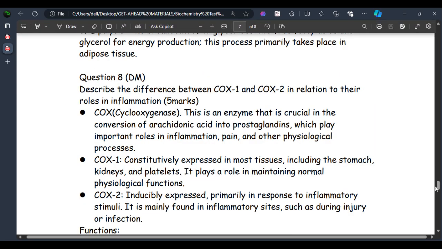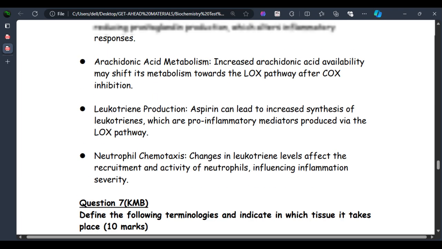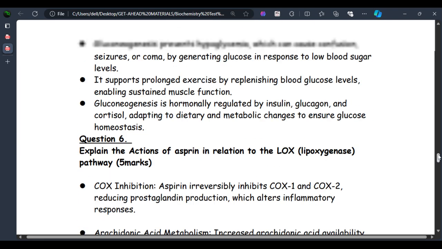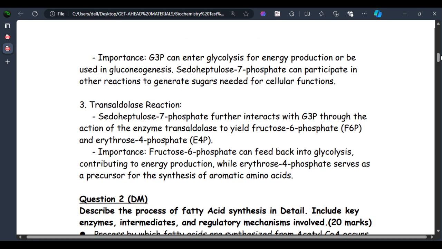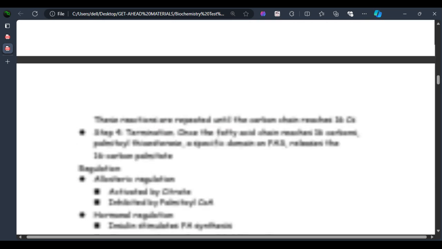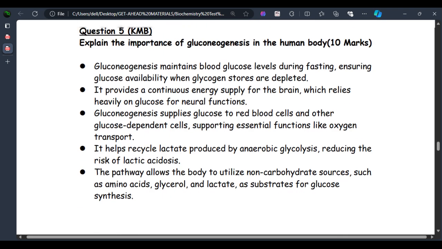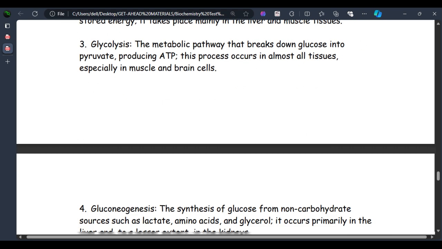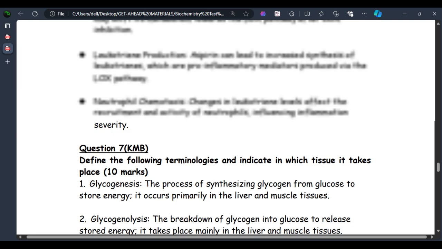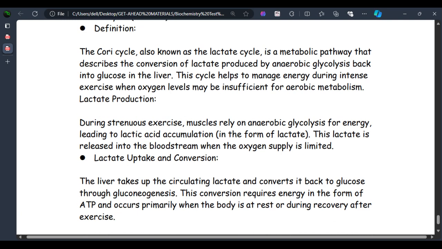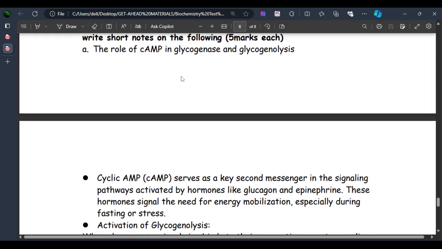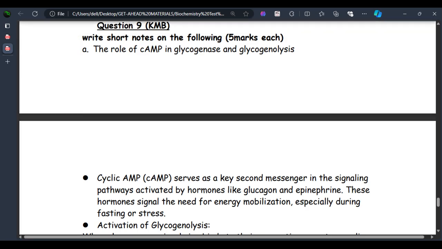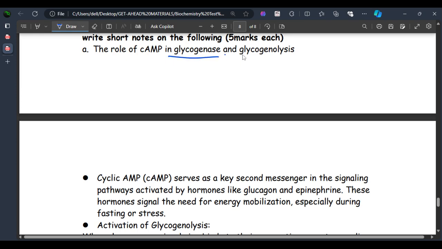The other question was from test 2. I've forgotten the question number, but let me just find it. Oh, this is the last question. All right. The role of cyclic AMP in glycogenesis and glycogenolysis. This was supposed to say glycogenesis and glycogenolysis.